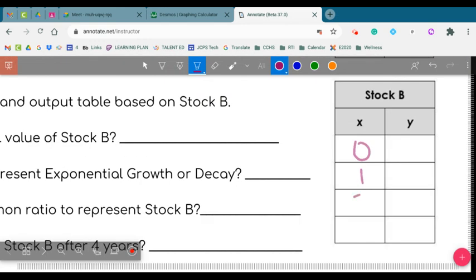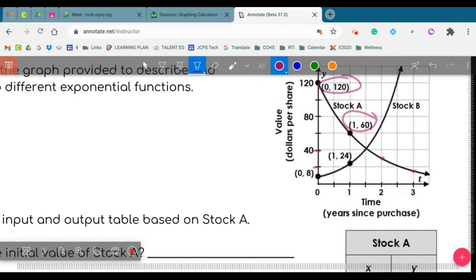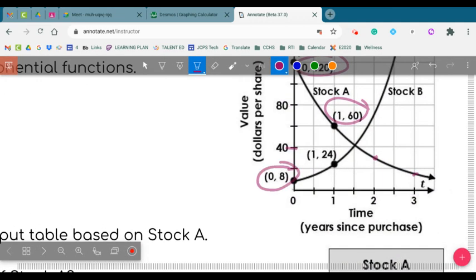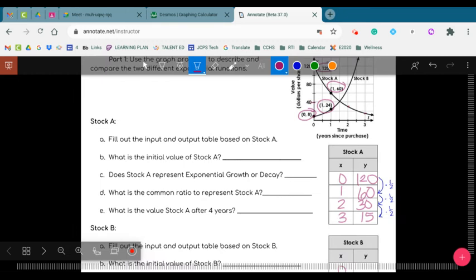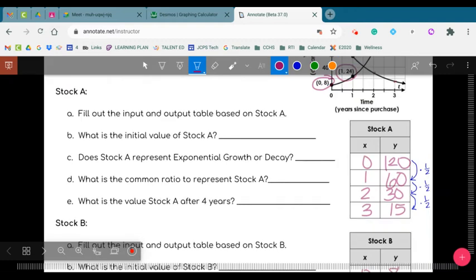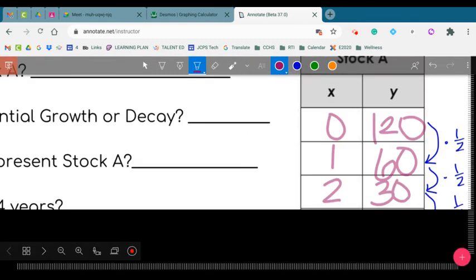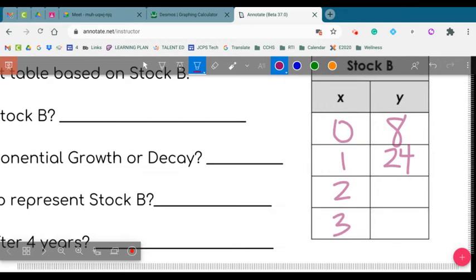So stock B, 0, 1, 2, 3. Let's go look at stock B. Our 0 is 8 and our 1 is 24. So 2 for stock B is right about here. Oh, let me do this a little better. It looks like it's halfway in between 60 and 80. So let's go look at our ratio because we can figure that out a little bit better.